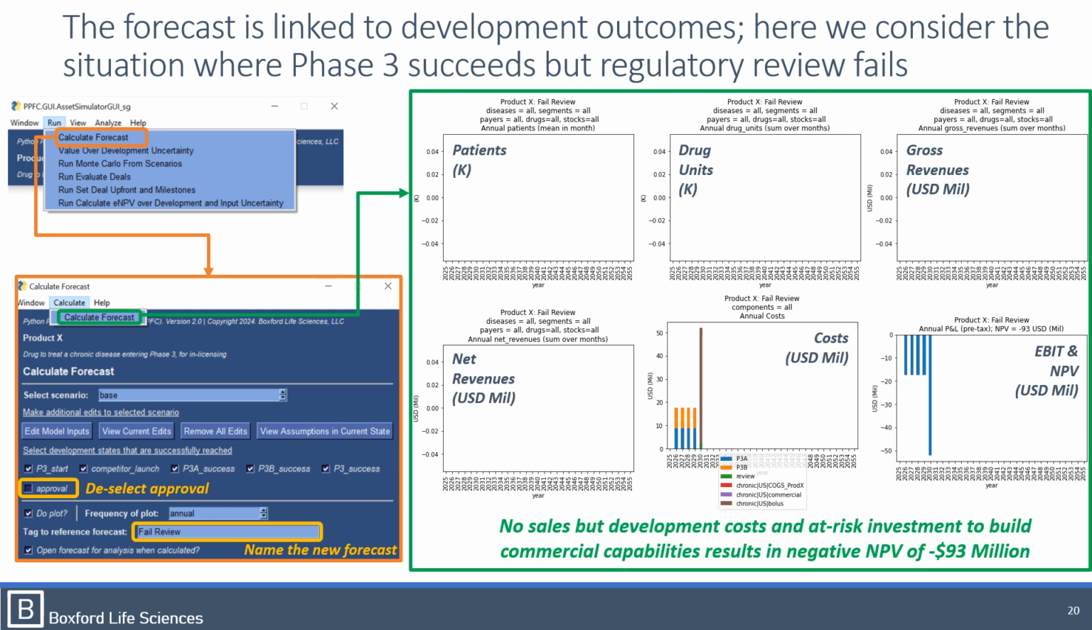and we see as we expect that we don't have any patients, consumption of drug units, gross and net revenues, but we do have costs. We have the cost of the clinical development, we have the cost to build commercial capabilities that's triggered by phase 3 success, and we have the cost of the review. As a result, the value in this situation is quite poor at negative 93 million because we spend a lot of money, but we don't have any benefit from sales of the drug.